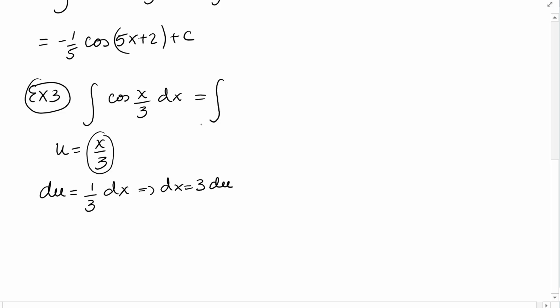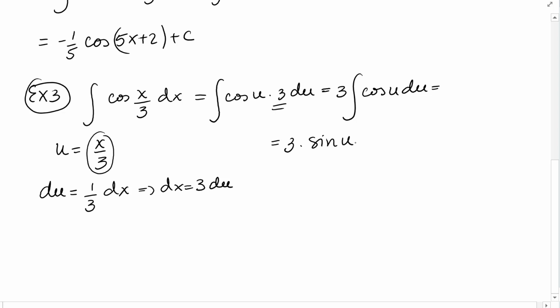So when we go back into this, we get integral of cosine of u times 3 du. Now the 3 comes in front of the integral, and integral of cosine of u du, that is equal to sine of u, because sine of u prime is cosine of u, plus a constant. So we replace back u with x over 3, and we get 3 sine of x over 3 plus c.